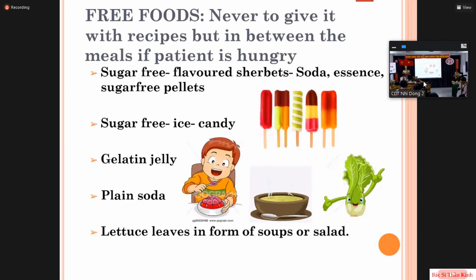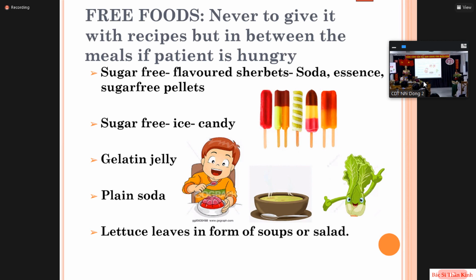We also mention free foods for our patients. So this is especially for those who are overweight patients and they are used to eating larger portion size of foods, which we cannot give because we need to make sure they reach their ideal body weight. So the thumb rule here is also never to give the free foods with the recipes, but always give it in between the meals if the patient is ever hungry.